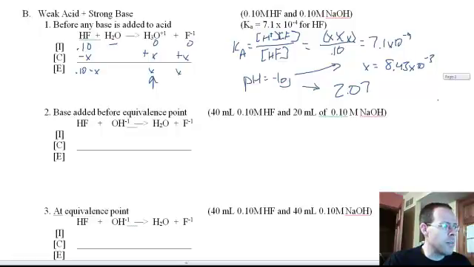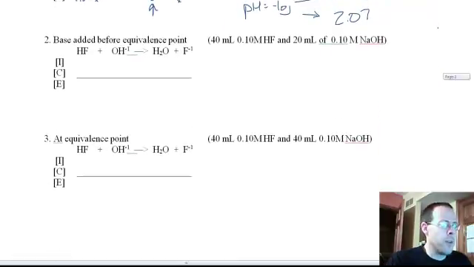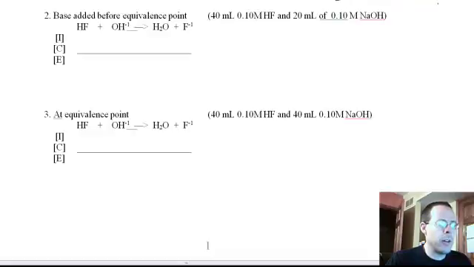Alright, so again we're going to add some base before the equivalence point. We have 40 milliliters of HF and 20 milliliters of 0.1 molar NaOH. So we're going to take 40 times 0.1 and divide it by 60 this time. And we find that our HF to begin with is 0.067, and our OH to begin with is going to be 0.033.